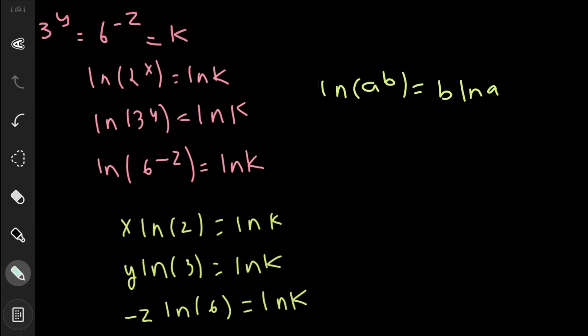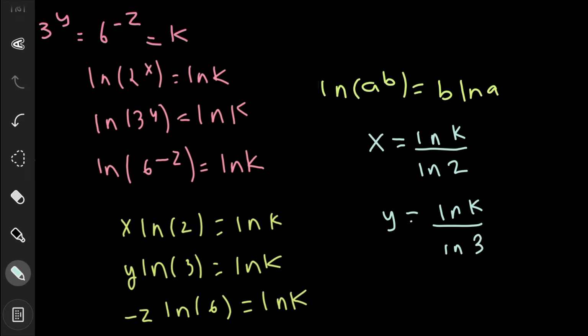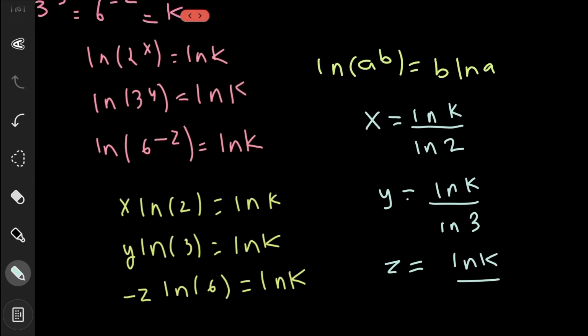Now in these three equations, I will simply try to isolate x, y and z on the left hand side. So for that, in the first equation, I will divide both sides by natural log of 2. Therefore, the value of x will be natural log of k upon natural log of 2. Similarly, in the second equation, the value of y would be equal to natural log of k upon natural log of 3. And in the final equation, the value of z would be equal to natural log of k divided by natural log of 6. And remember that it was negative z, so I will move this negative sign from the left hand side to the right hand side. So negative natural log of k upon natural log of 6 is the value of z.